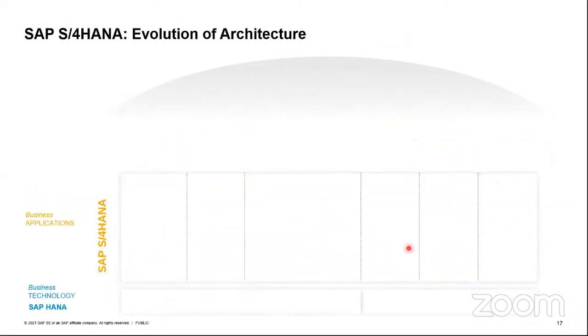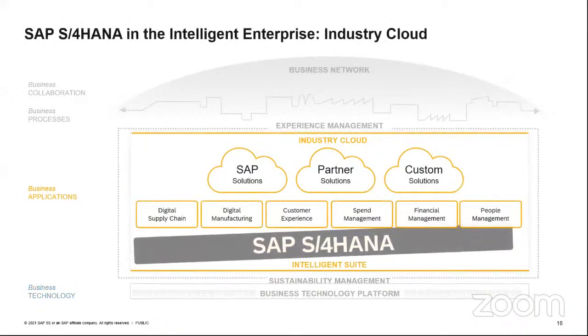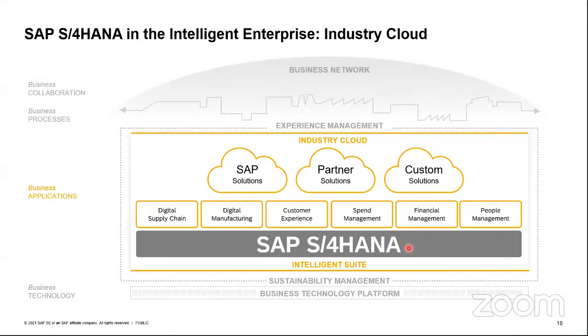Now, from that broad architecture, we will look at SAP S/4HANA, how the architecture is evolving. Before that, I'll just pause for a minute and ask if there are any questions about the broad solution that I talked about in terms of the intelligent enterprise and related architecture.